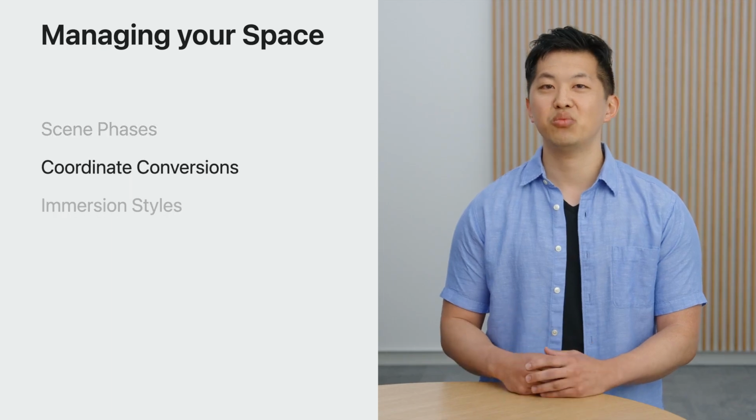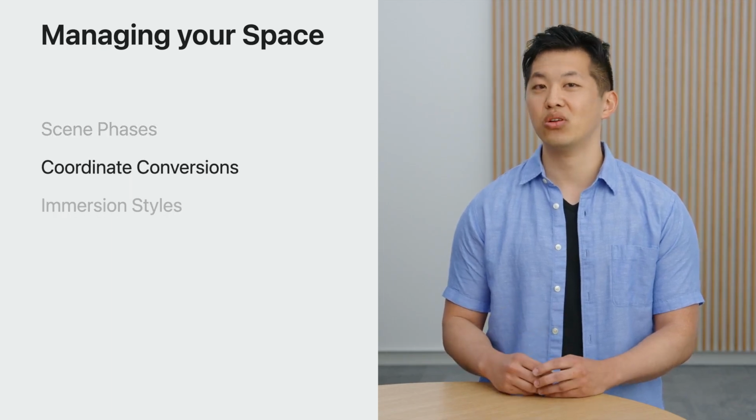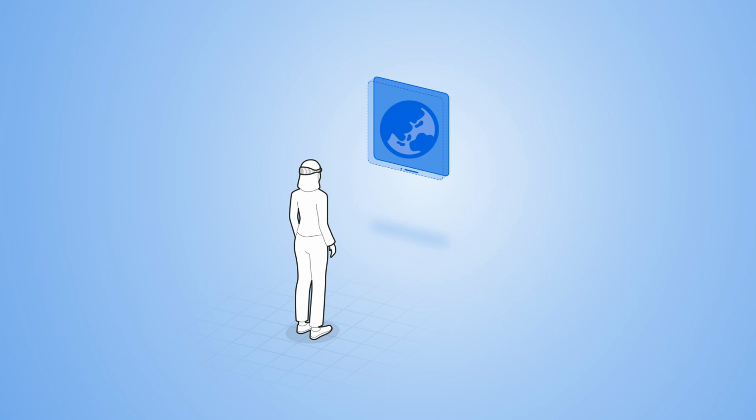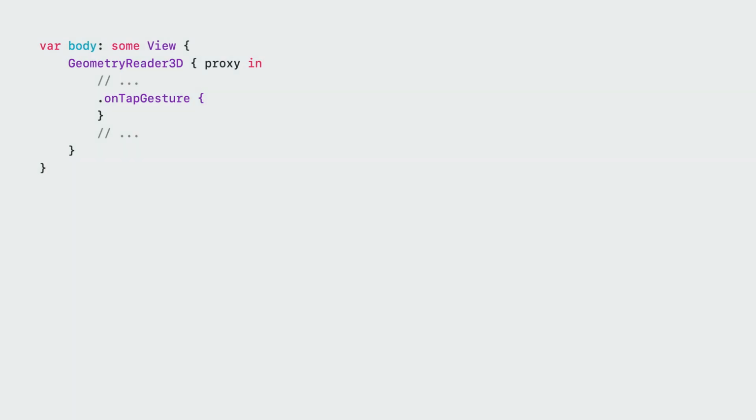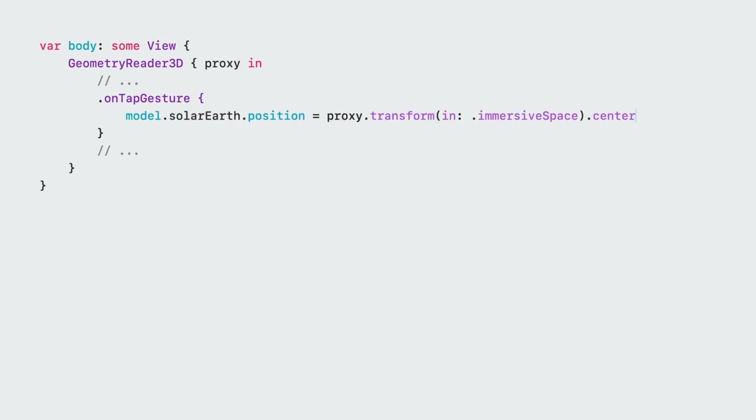Another great way to manage your space is by integrating content from your other windows with your space. For example, if you want to reposition the Earth model next to the main window, we'll need to know the position of the window in our immersive space coordinate system. But both objects define their own coordinate systems. So to help resolve this, SwiftUI provides a new coordinate space named immersiveSpace. And that represents a coordinate system of an immersive space.